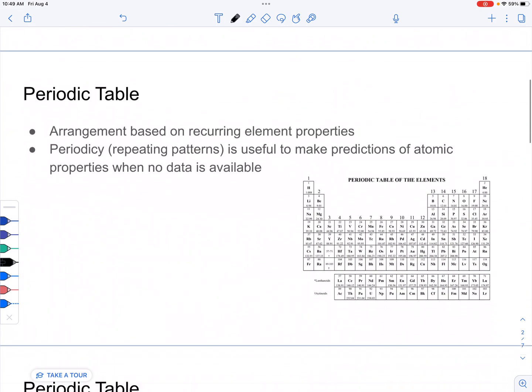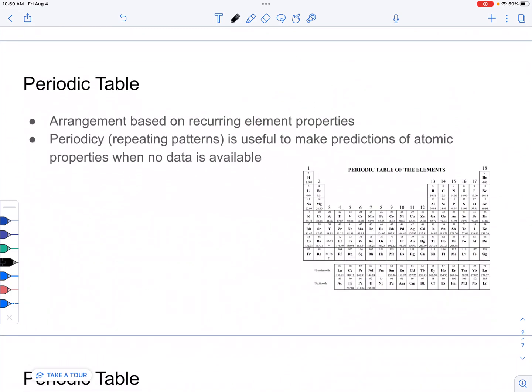All right, so periodic table. We have this amazing reference in the periodic table. It looks so simple, it looks just like a bunch of squares, but there are so many things that you can learn about the atoms based on the way they're arranged, because the reason they're arranged the way they are has to do with the structure of the atom. So we have repeating patterns or periodicity, and we can make predictions about atomic properties when we don't actually have data.